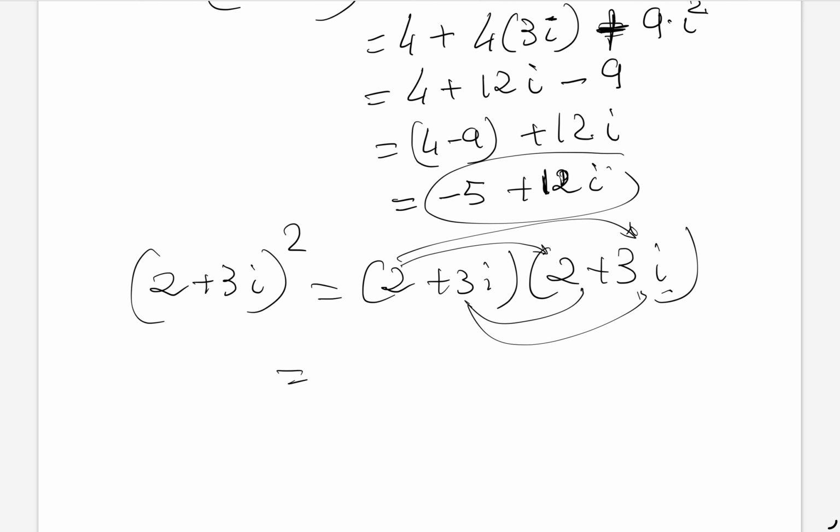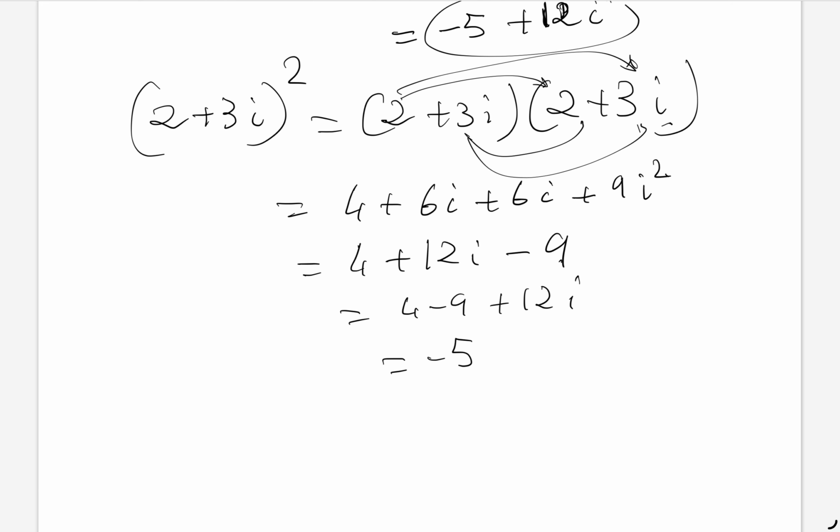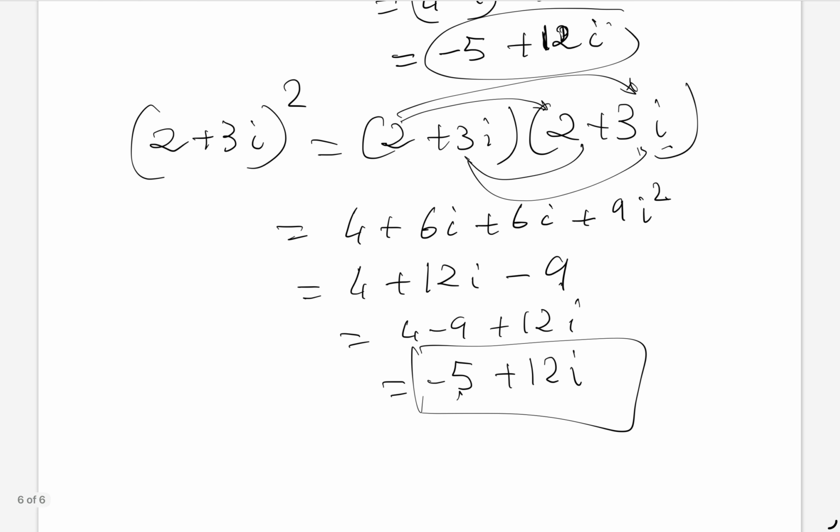So you have here, the first one is 4 plus 6i, and then the next one is plus 6i, and the next one is 9i squared. Then you have 4 plus 12i minus 9, and then you have 4 minus 9 plus 12i, and this one is just negative 5 plus 12i. See, you have the same thing. It's up to you. You can use either way. It's fine. Okay? Either way will work.